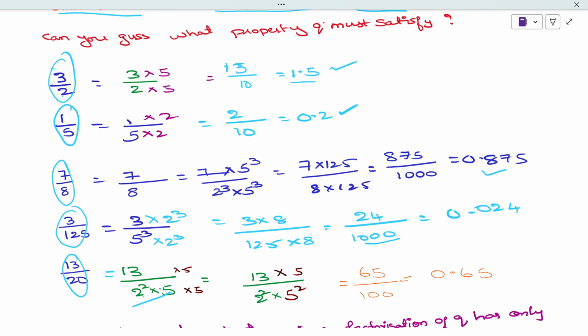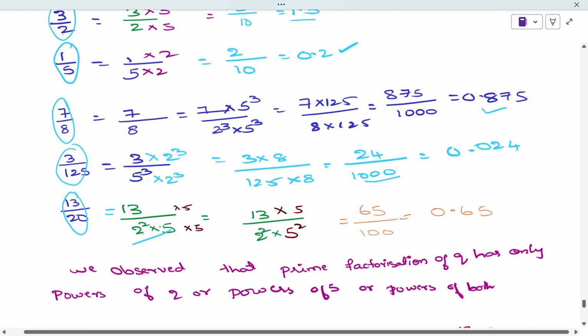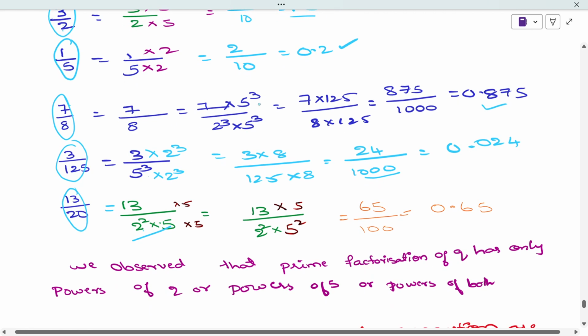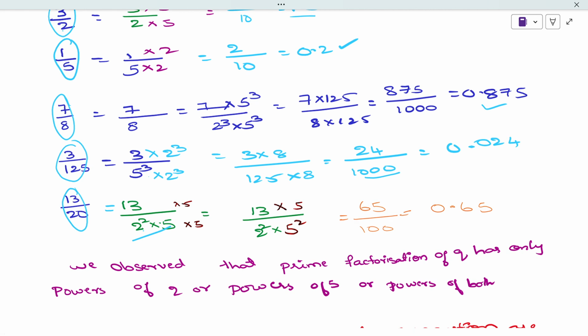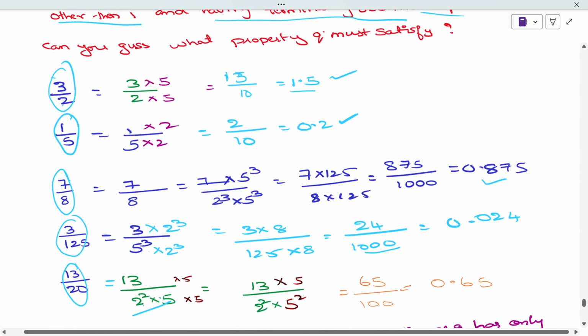So here we are observing that the denominator is 2 and 5. We observed that the prime factorization of q has only powers of 2 or powers of 5 or powers of both. Then only they are terminating decimals.